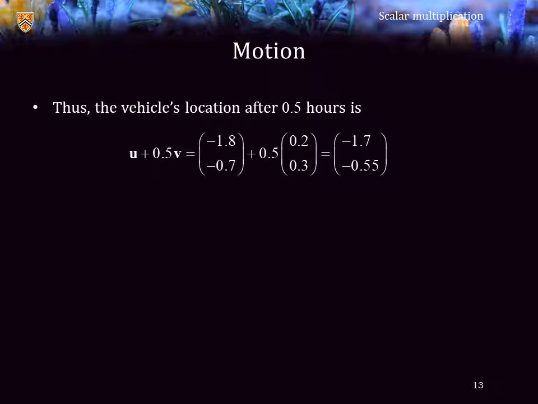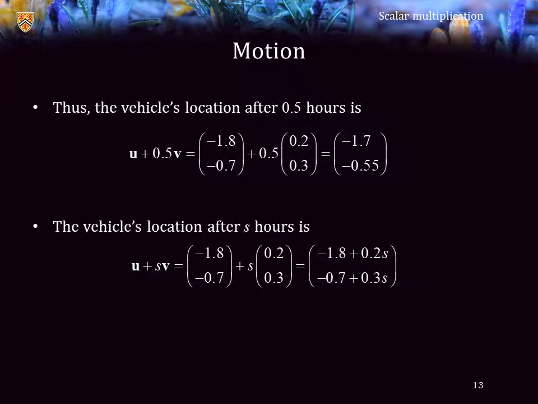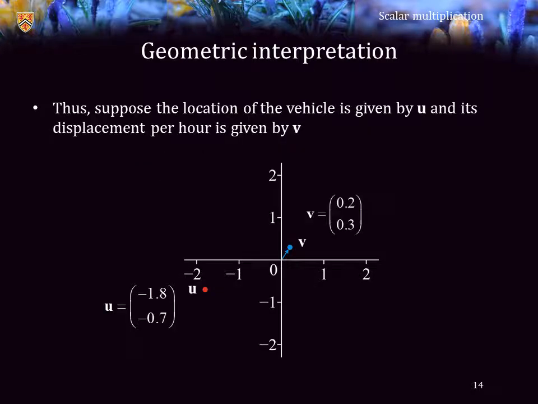Thus, we can figure out where the vehicle's location is after half an hour. It's just the original location u plus 0.5 times v, which gives us the new location negative 1.7, negative 0.55. The vehicle's location after s hours can be calculated as follows. However, as we can see, this is now an algebraic vector. Let's take a look at this geometrically.